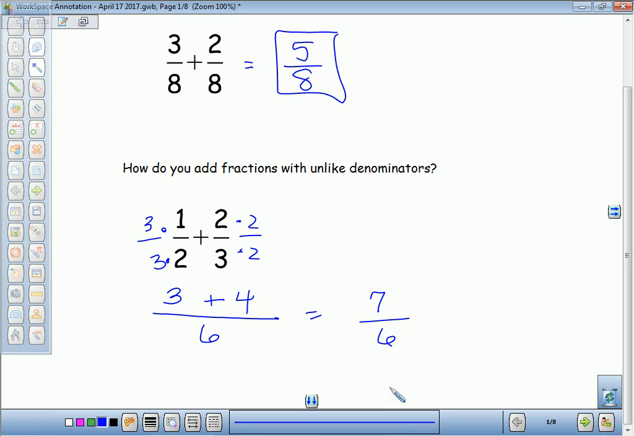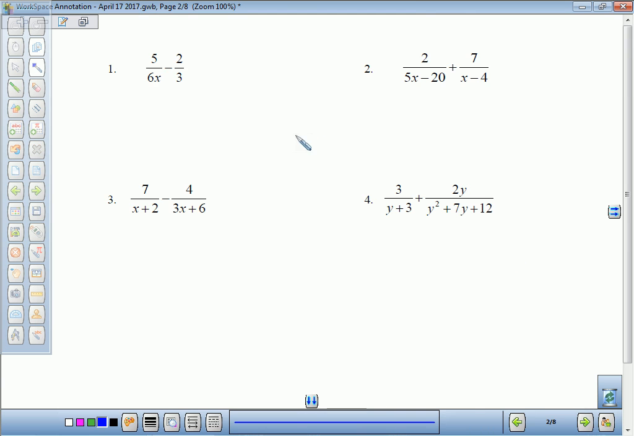Okay? So, the same process is exactly what we're going to be doing, but we're going to have variables. We're going to be looking at different expressions. So, let's take a look at number 1 on the notes you picked up today. We have 2 denominators, 6x and 3. So, a common denominator for these 2 denominators would be 6x.